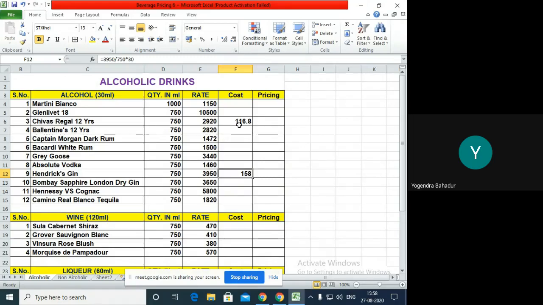So again, I'm repeating the question. The question will be something like: find out the menu price of Shiva's Regal per peg, where the beverage cost is 21%. Whenever any percentage has been given to you, first of all you need to find out what 21% is equivalent to in terms of decimal.